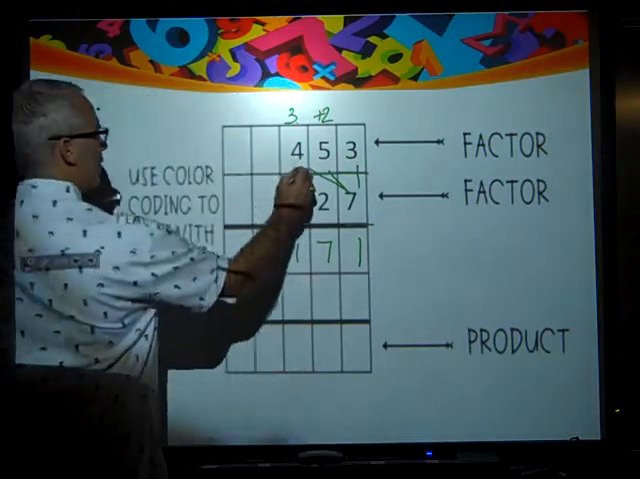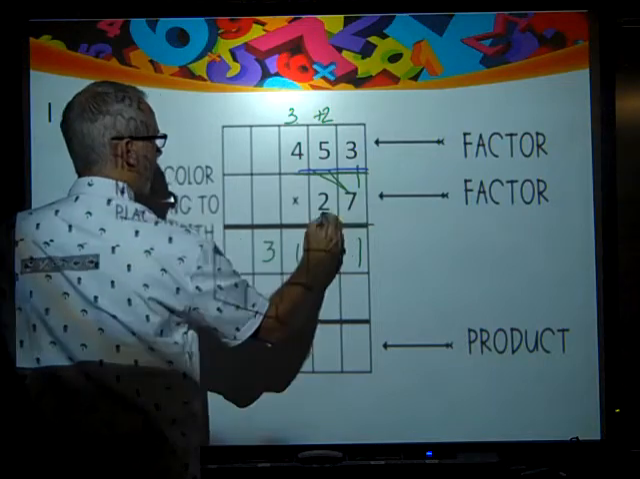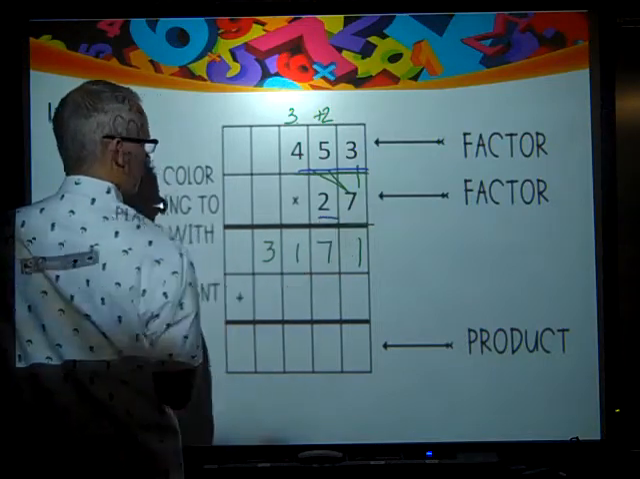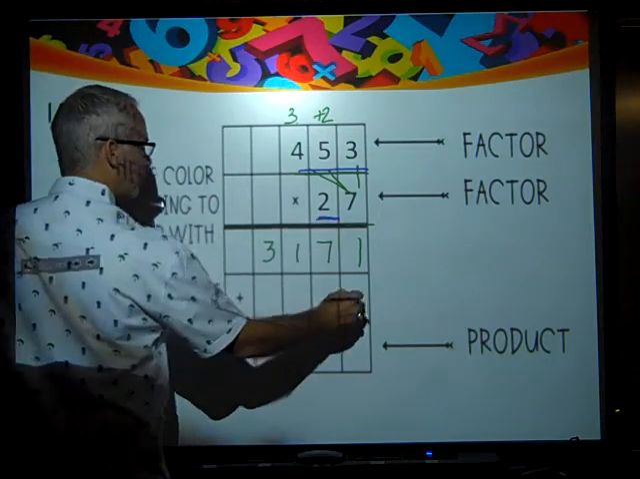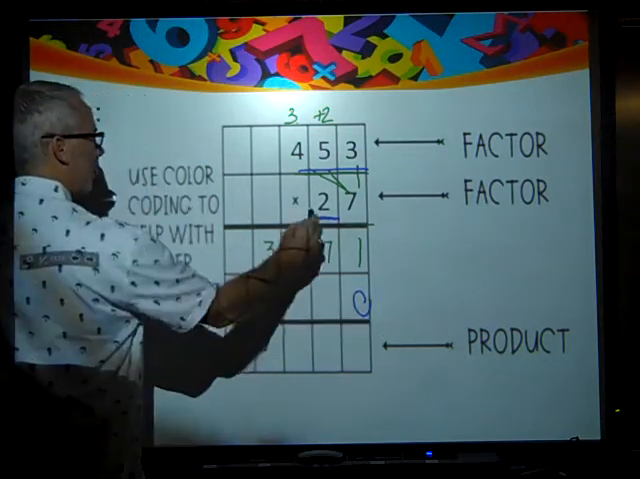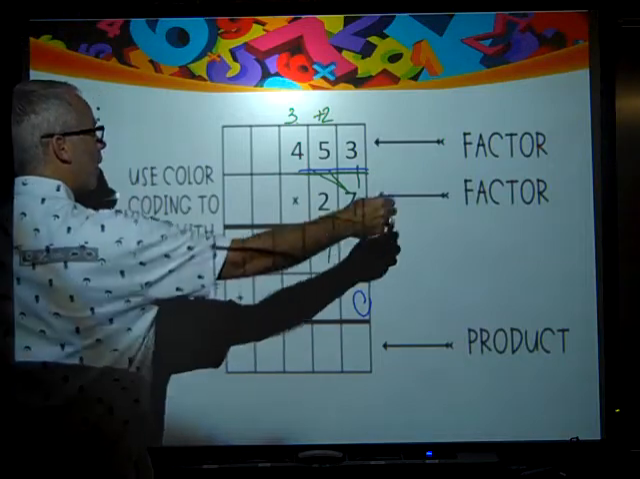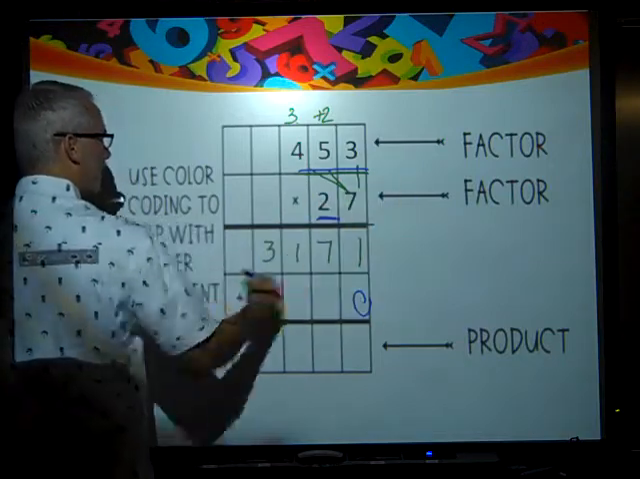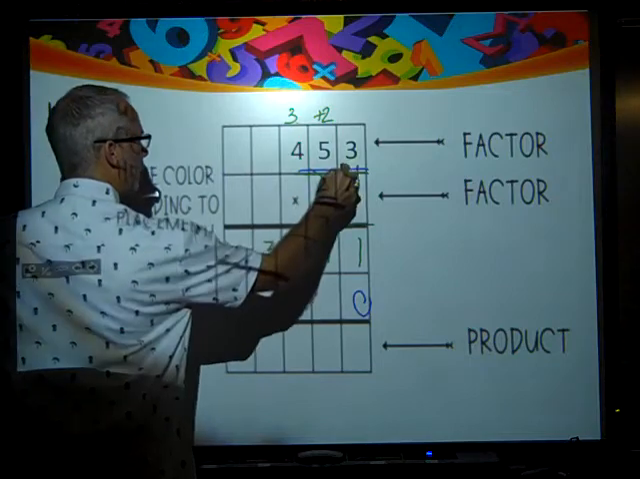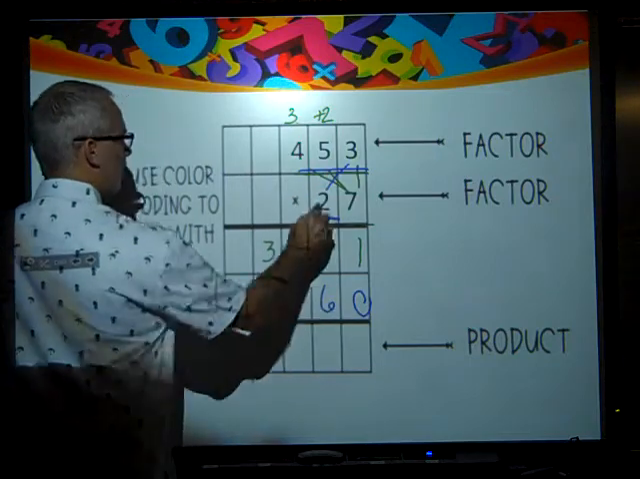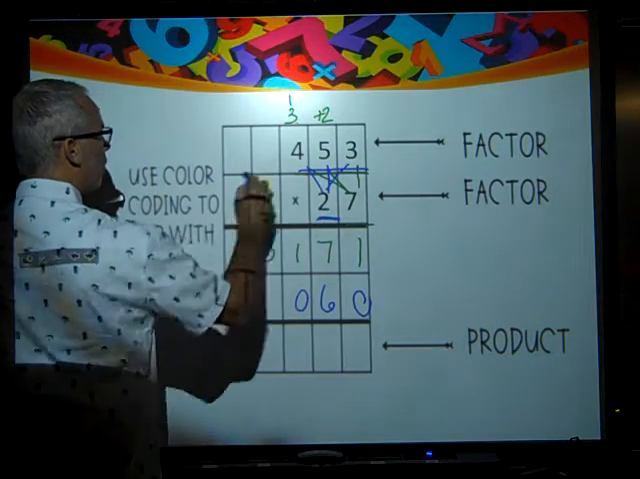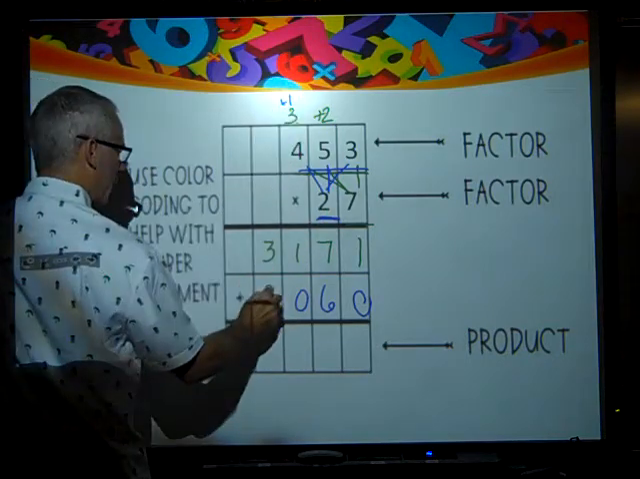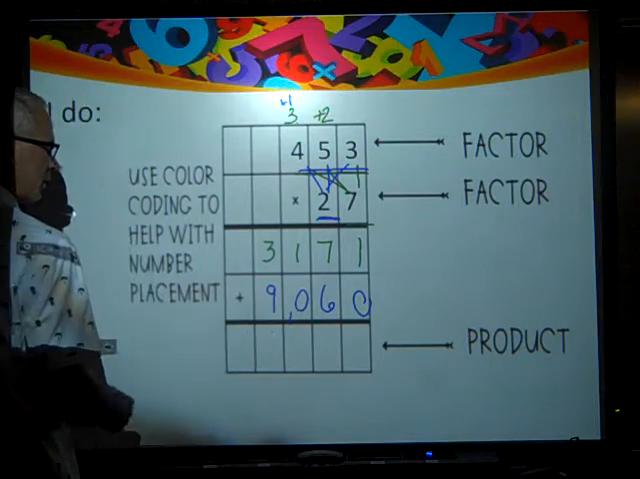Now you multiply everything in the top row by the number in the tens place. Okay? Well, I'm multiplying by tens, so I need to slap a 0 on the end because I'm multiplying by the tens. So I move one place to the left to make a hole for the tens place. And then I multiply 2 times 3, which is 6, 2 times 5, which is 10, 2 times 4, which is 8, plus 1 gives me 9,060.